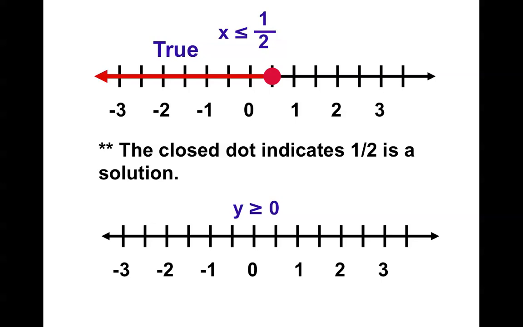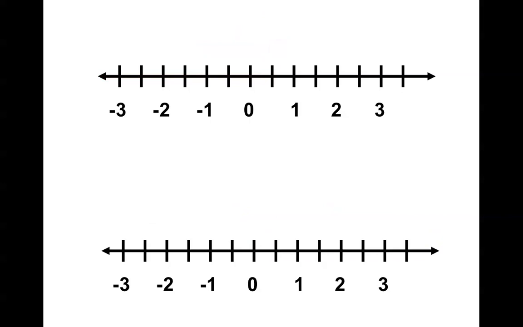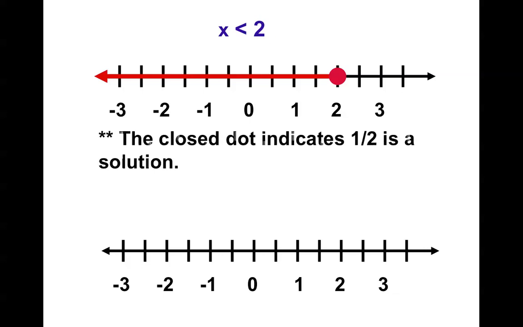All right. Did you close the dot? Did you shade this direction? Nice job. That's the true side. Try this one. Did you leave an open circle? Oh, that should be open. And we shade the true side. I'll fix that.